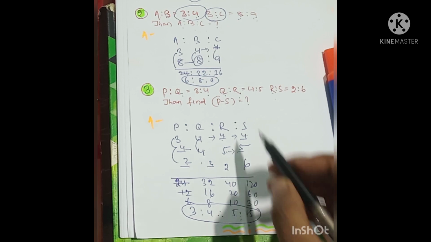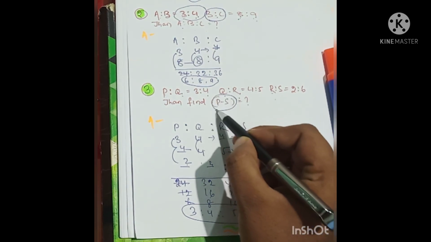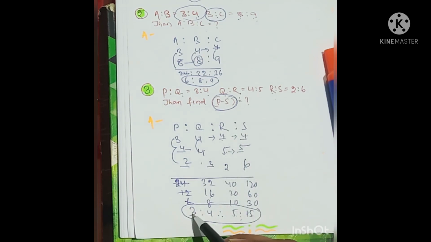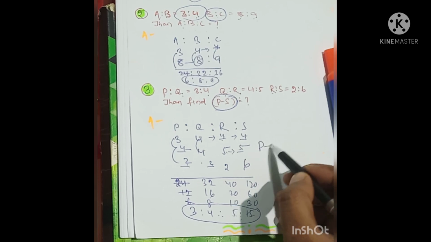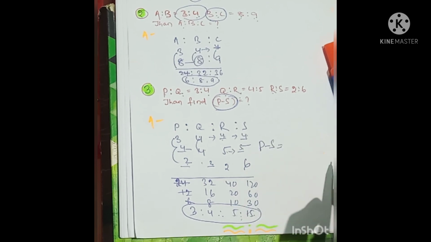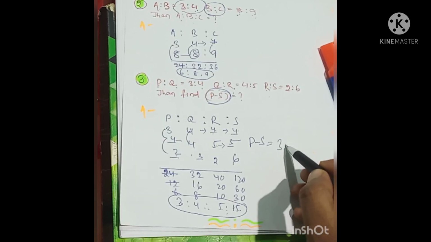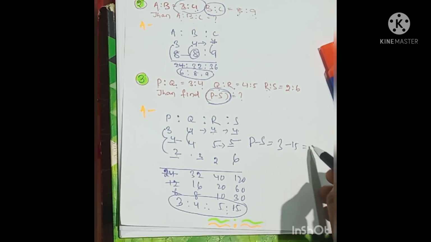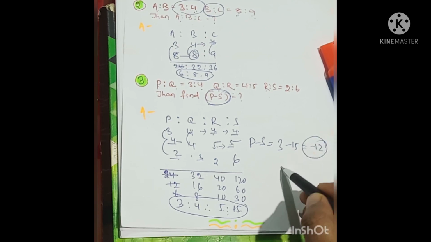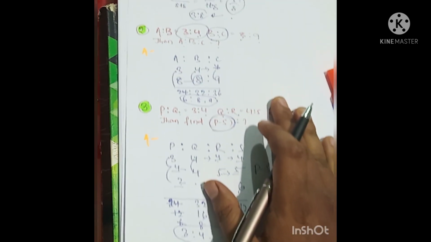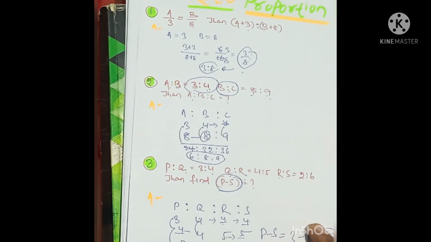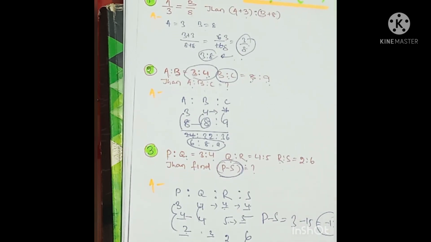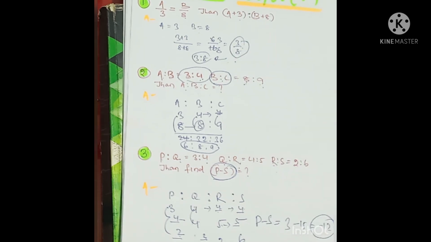Now what is the question? The question is P minus S. Here P is 3 and S is 15. So P minus S equals 3 minus 15, equal to minus 12 is your answer. Got it? Till now we have completed 3 questions, and all are conceptual and all are different from each other. So now we will go on to further questions.